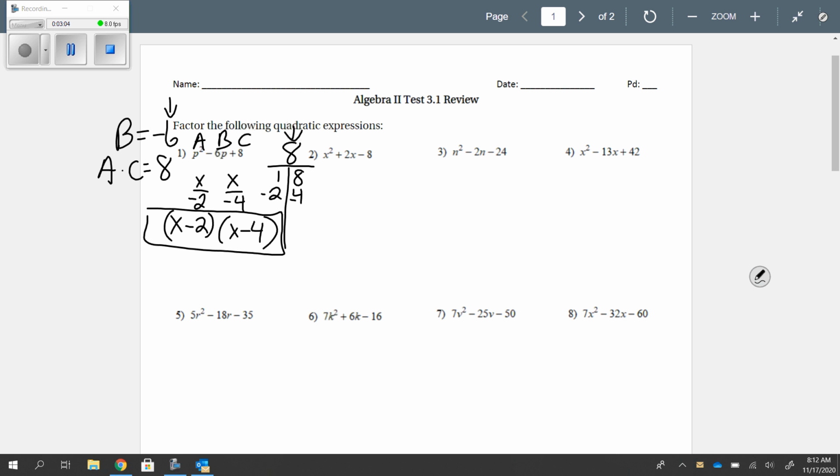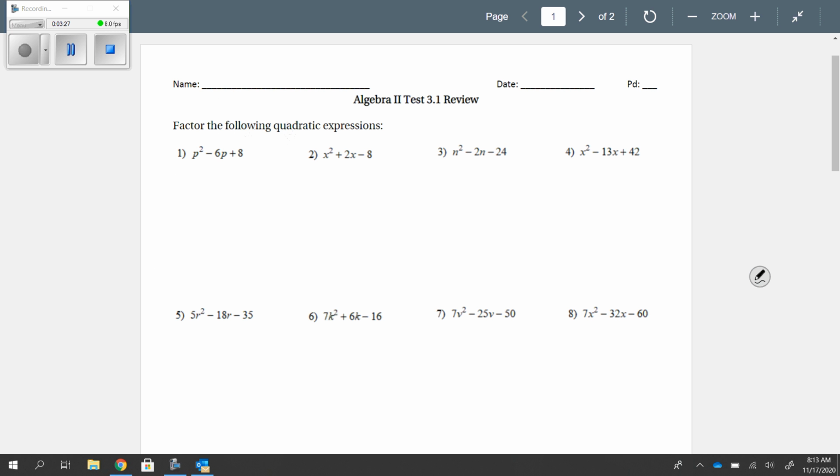All right, it is really easy when A is 1. That's all we have to do. Label A, B, and C, find your B, find A times C. Whatever A times C is, find the multiples of that, and then use your brain to see what multiples can add up to be whatever B is. Okay?